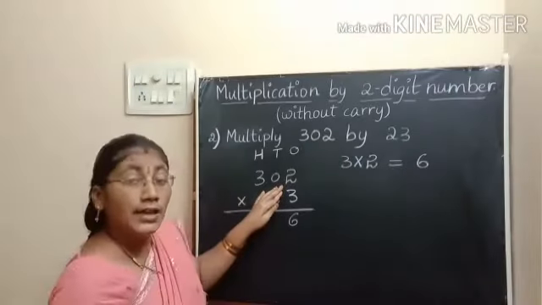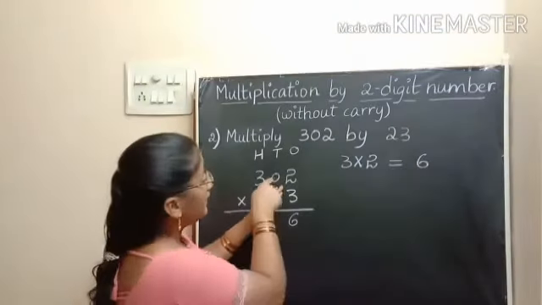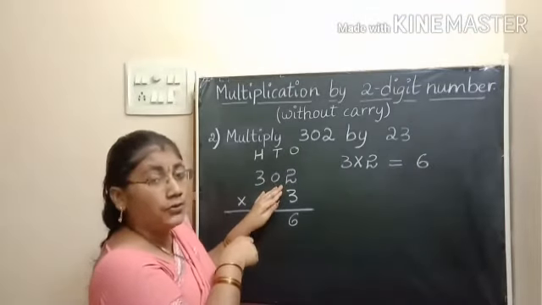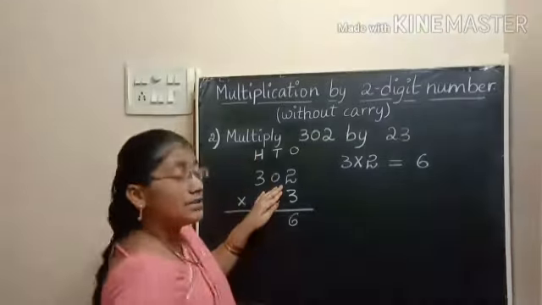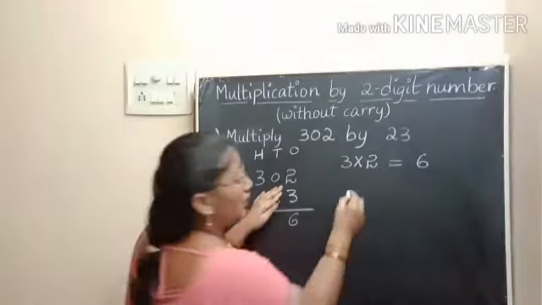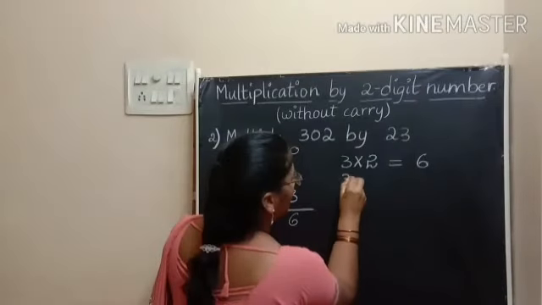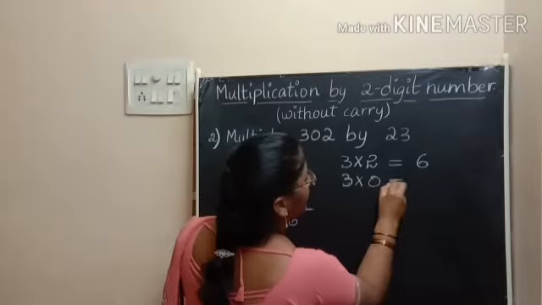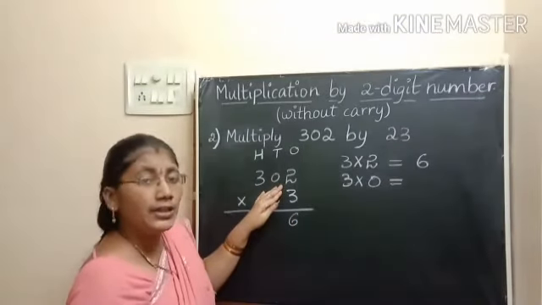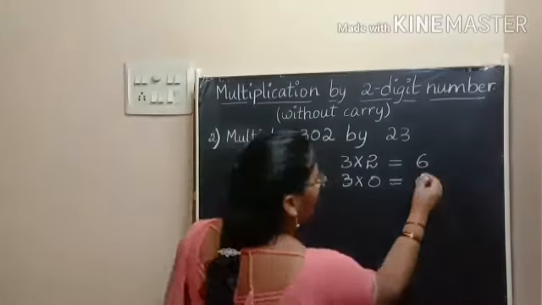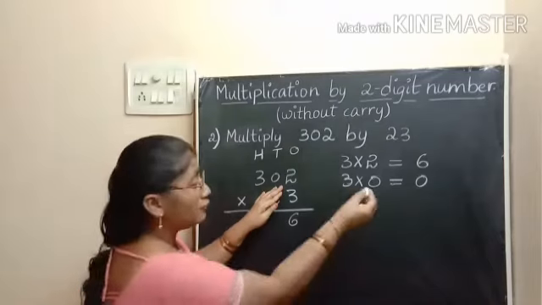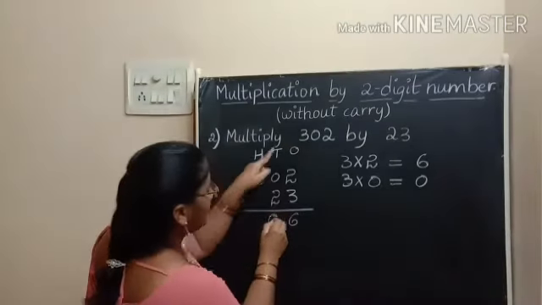Then we have to multiply the digit in the tens place. What is here? 0. So we have to take 3 into 0. 3 zeros. Already we know the property: by multiplying any number with 0, we get 0. So the result is 0. There is no carry. We write a 0 here in the tens place.